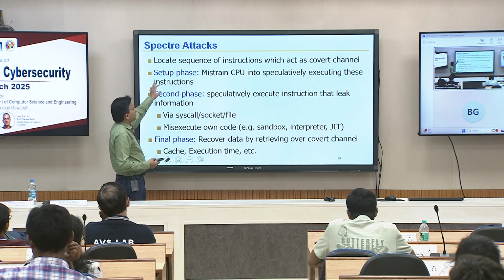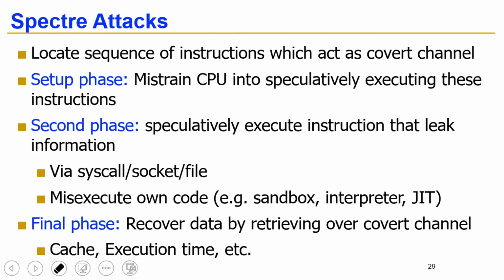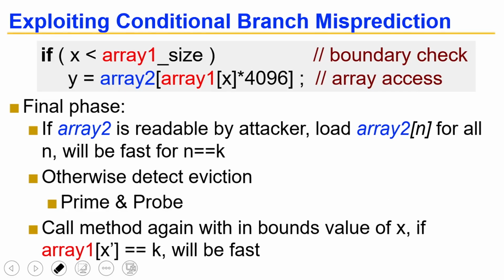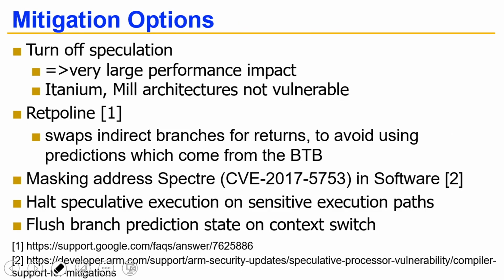Basically, for the Spectre attack, you have a setup phase where you mistrain the CPU with speculative instructions. You just keep on running and training, then speculatively leak information, and in the final phase you do a cache timing attack. So, it is basically a 3 phase process, and this is a little bit of a zoom in on what I already said. Array 2 is readable by the attacker, and load of array 2 will be fast. Again, there is a mix of things people did, prime and probe, evict and load. Remember all the cache timing attack explorations people did.